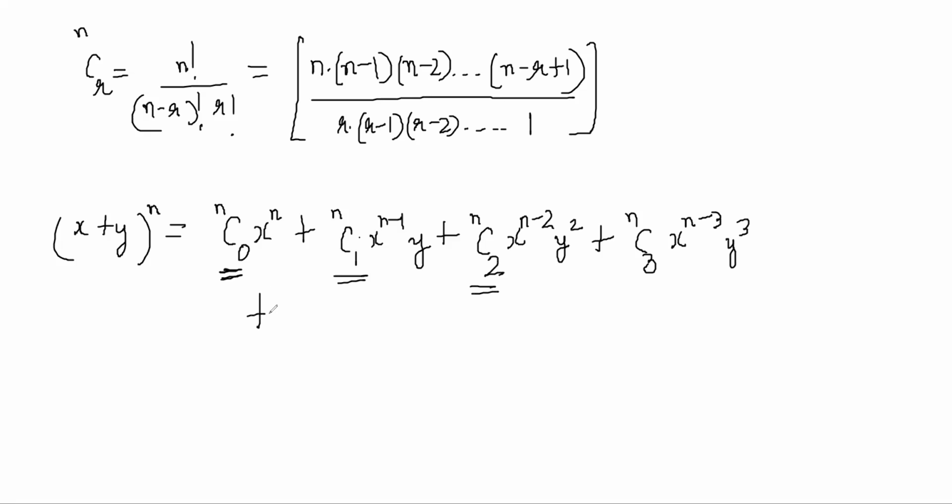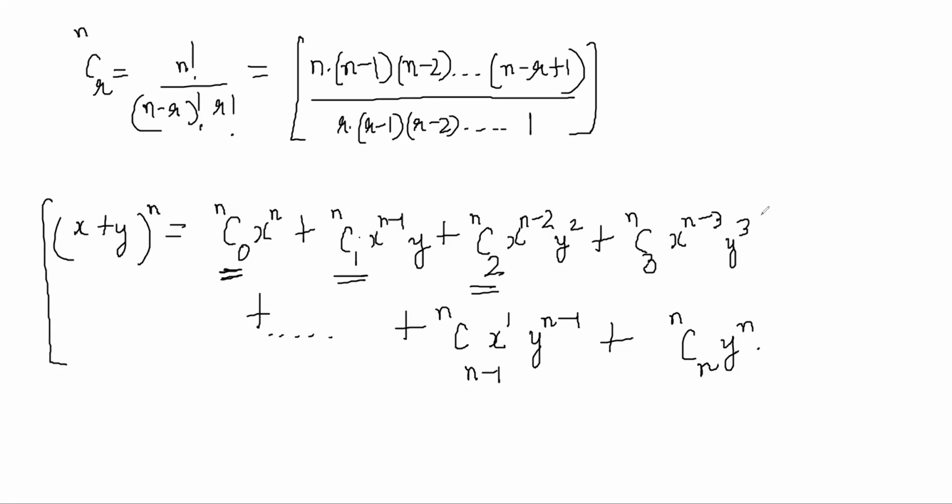And so on, you go on till you get nC(n minus 1), for example, and this term becomes x power 1, and this term becomes y power n minus 1. And then you go to nCn y power n, right? So this is the expansion. This is the binomial theorem expansion.